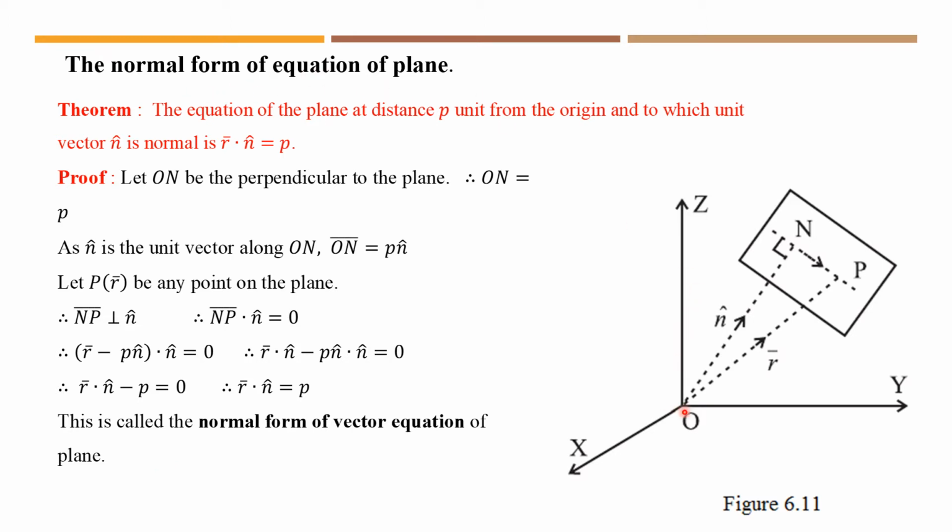Very simple proof. From origin, OM is perpendicular to the plane, its distance is p. n cap is the unit vector along OM. P is any point on the plane. Join segment NP. n cap is perpendicular to this plane, therefore perpendicular to NP. Dot product is 0. We use this result. Putting the values, we prove that the normal form of a vector equation is r vector dot n cap equal to p.